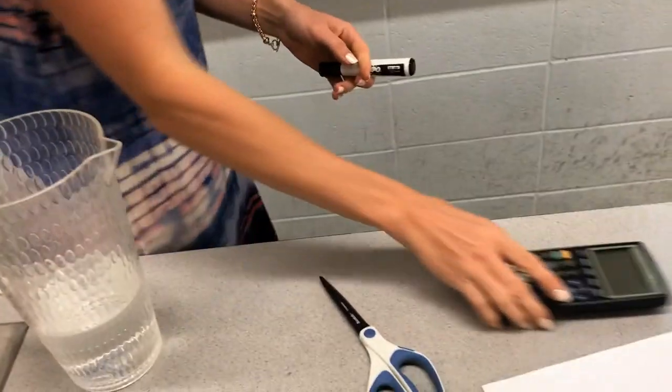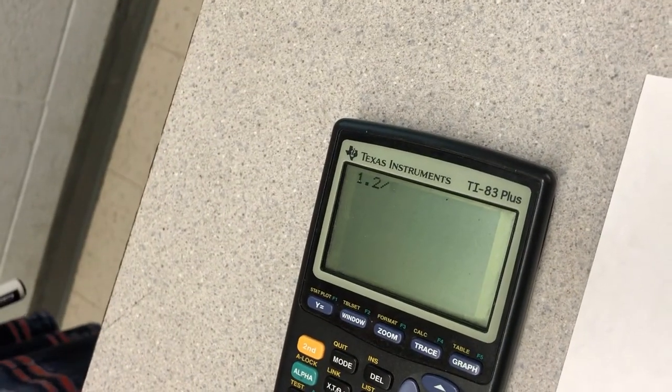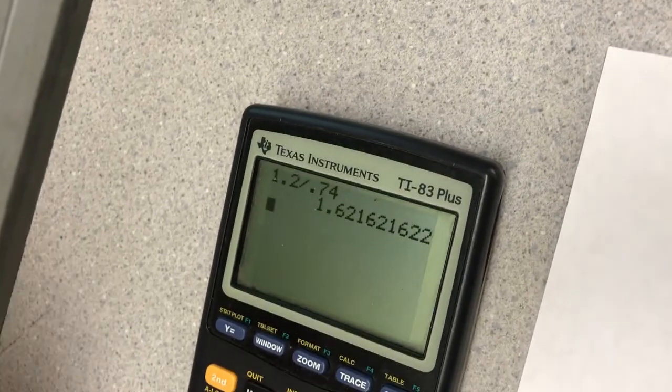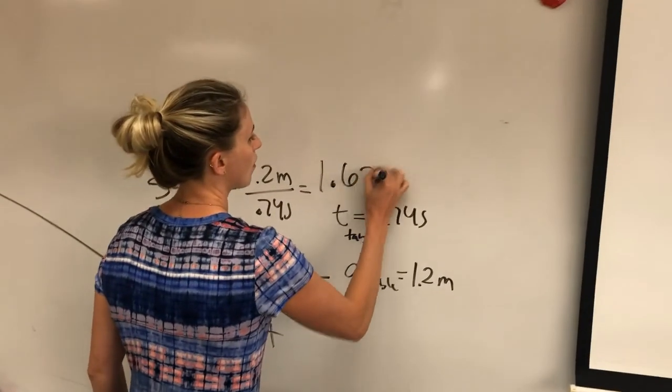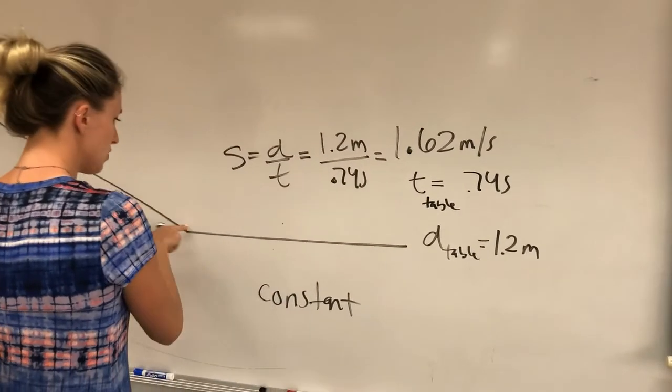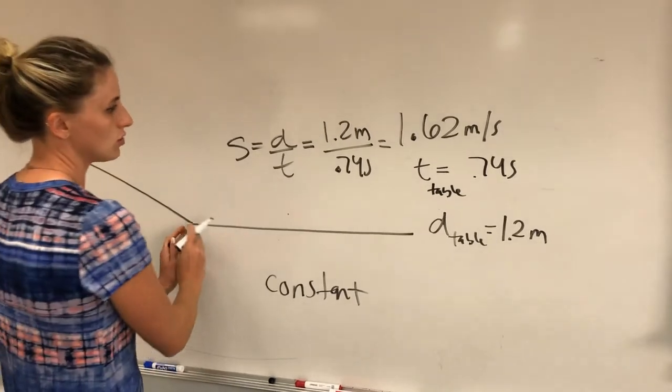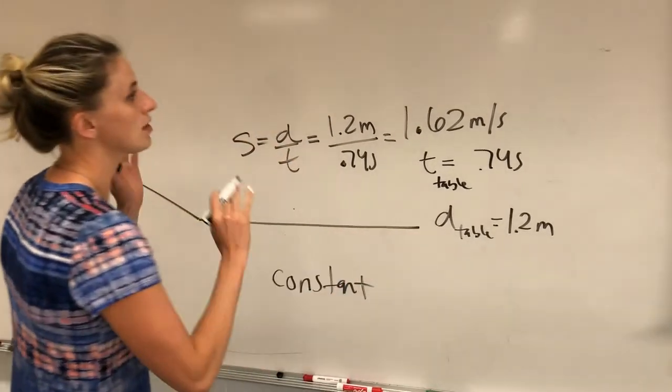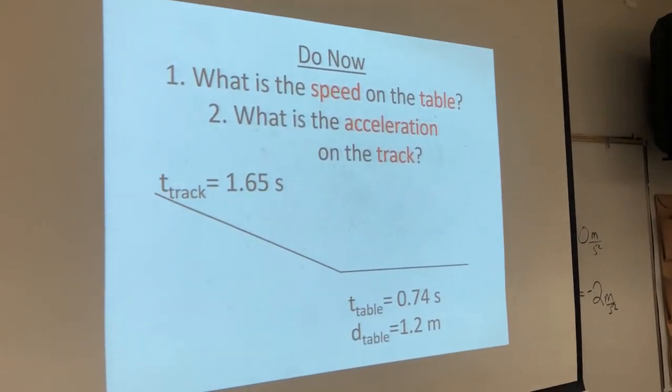I think we're onto something here. 1.2 divided by 0.74, and I get 1.62 meters per second. Okay. So on the table, as soon as the ball hits the table, it's going 1.62 meters per second this whole time. It's going the same speed the whole time. Yep.